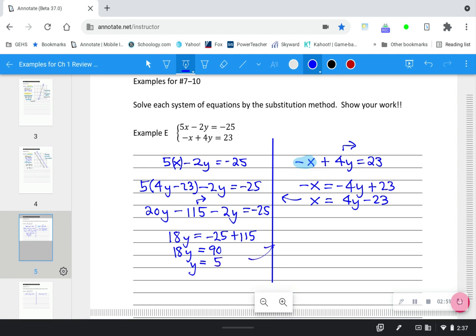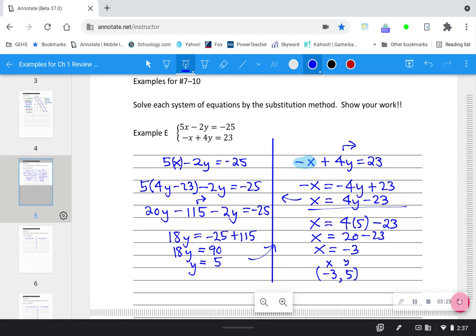So now we simply substitute on the other side, and you get x is equal to 4 times the new y value that we now know is 5. And that tells us that x has to be 20, take away 23. In other words, x must be the number negative 3. So now you just put it in the right order. X goes first when you're plotting points, and these are points, and 5 is your y value, and that goes second. So your answer is negative 3, 5.